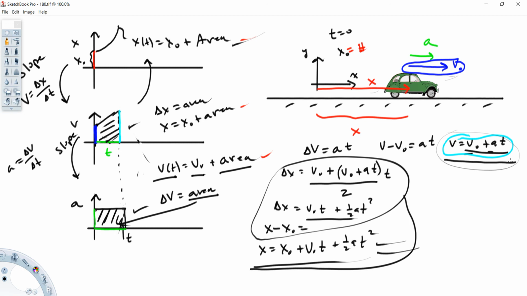Anyway, this is just meant to be an introductory video in deriving equations of motion, non-calculus methods. So I hope that this gives you a little bit of a sense of how to do that.